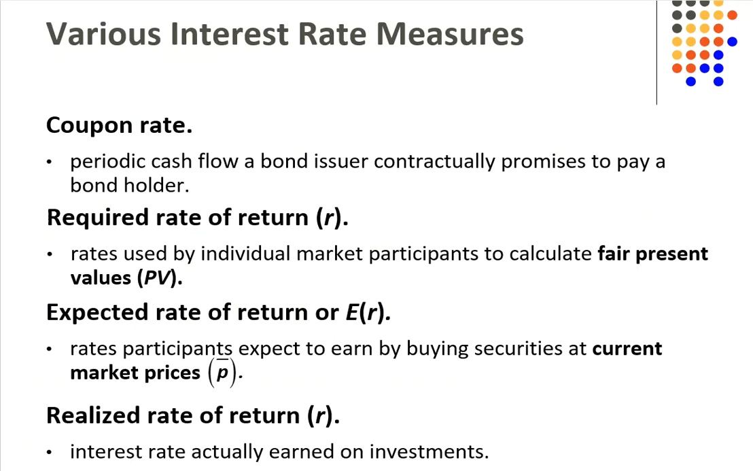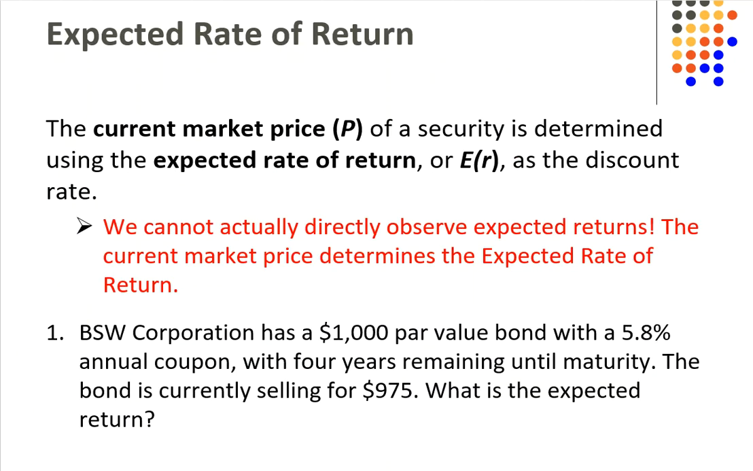Finally, realized rate of return. That's what we actually earned on an investment after the fact. Let's take a closer look at the expected rate of return by working through a problem. Again, we can't directly observe expected returns. The market price of a bond will determine our expected rate of return.